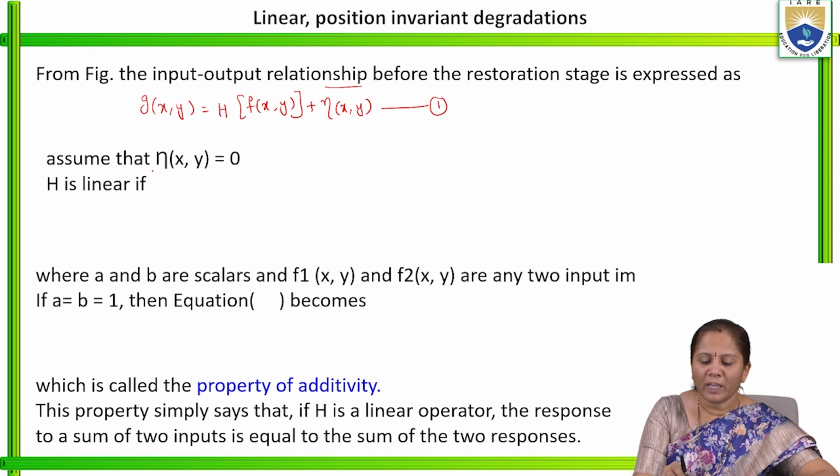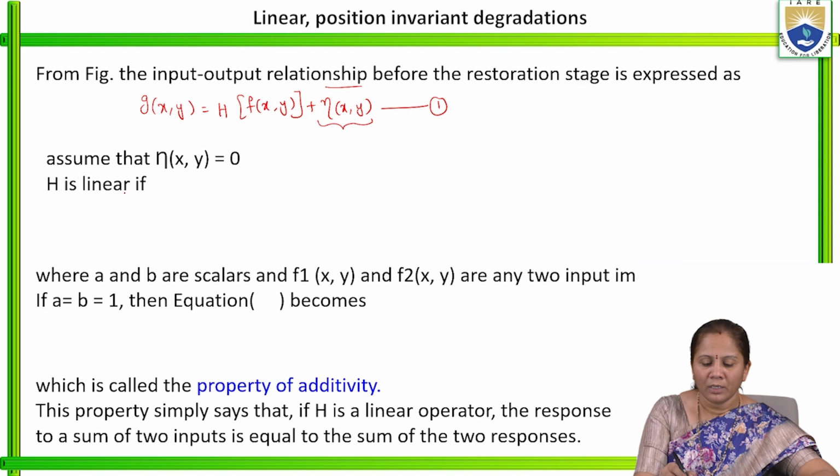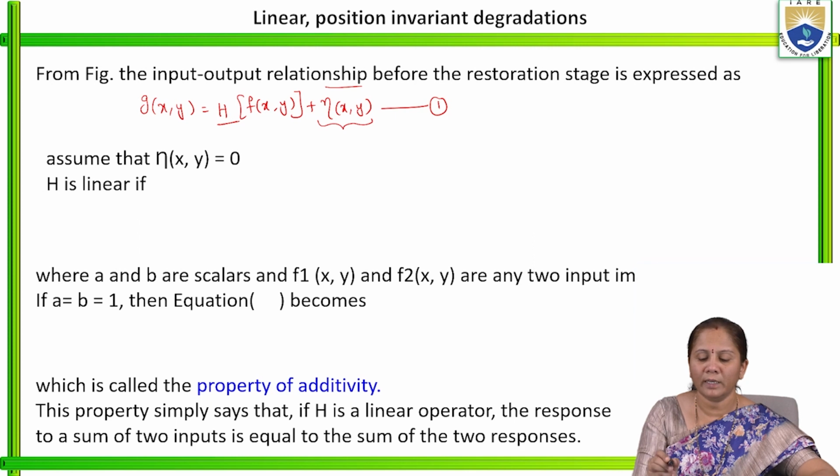Now, by assuming eta of x comma y is equal to 0, that means by assuming the additive noise as 0, only the image is degraded with the degradation function h, and the additive noise is not available. Here the degradation function h that we are using is a linear operator.